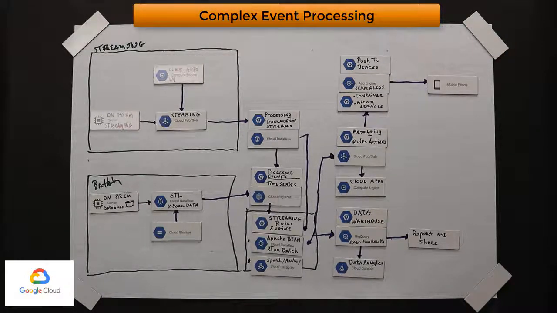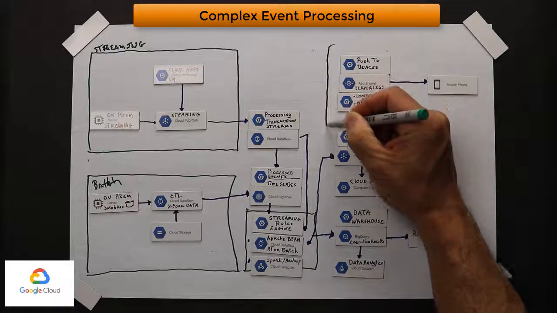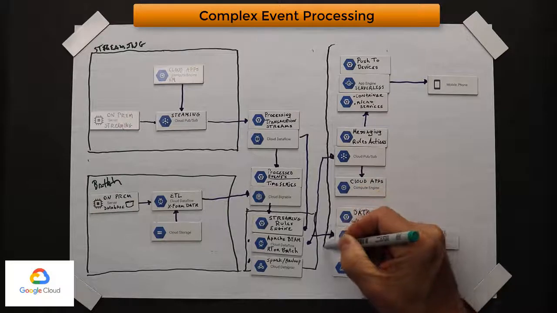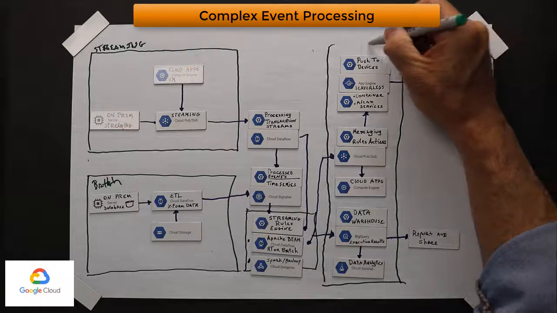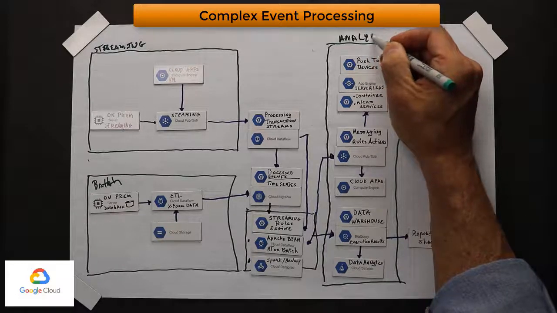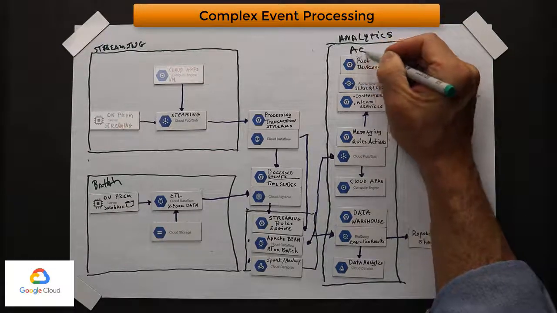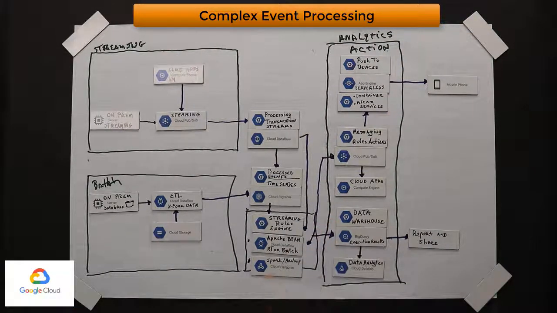So in a nutshell, if we want to look at it this way, I'll add one more green box here. And this really represents kind of your analytics and action layer. So everything up to here has been about getting the data in, processing it, running it through the rules. Now you're in a situation where you can do analytics on it and take action.